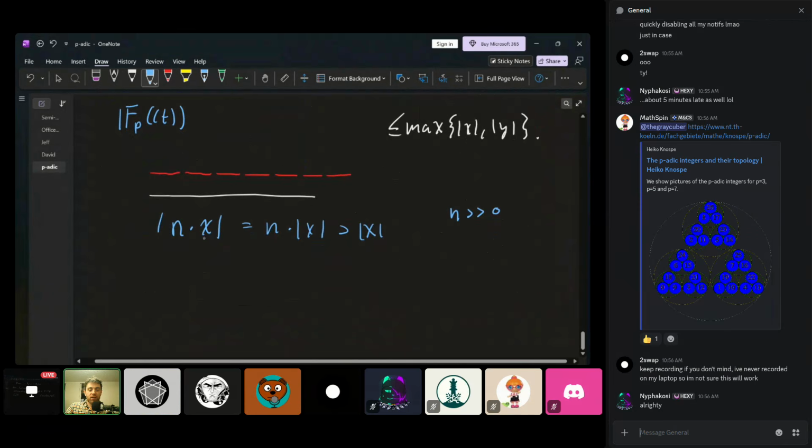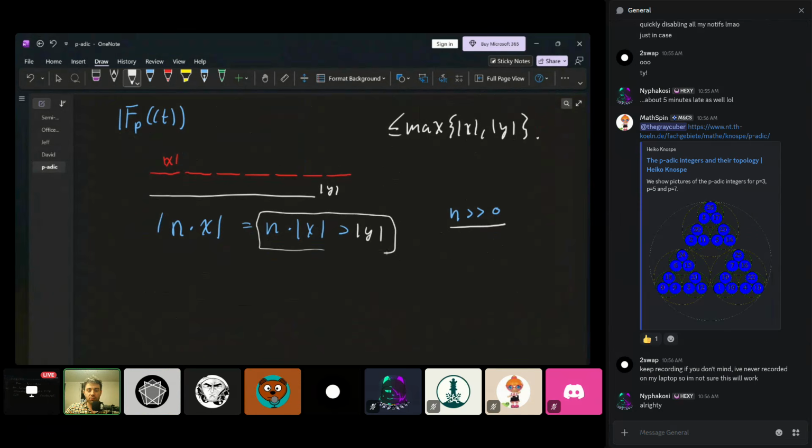But now this fails, right? Or actually, I should say, if we're trying to compare it to, we're imagining the stick length here is the absolute value of x, and the stick length here is the absolute value of some y. So if you choose n sufficiently large, you can make this happen. And if you go read Rudin, this is what he calls the Archimedean property.